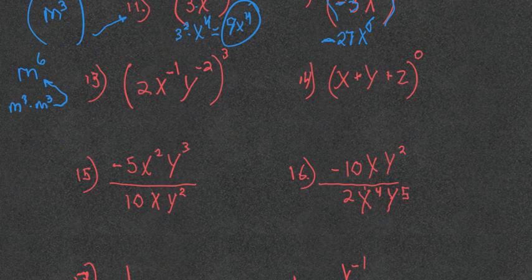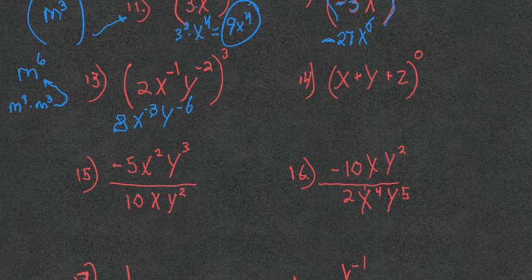So 3 goes with the 2. We have 2 cubed, which is 2 times 2 times 2. That's 8. And then we have the x to the negative 1 to the 3rd. So the 3 multiplies with the negative 1, which is x to the 3 times negative 1 is negative 3. And then we have the y with the negative 2 times 3 is negative 6.